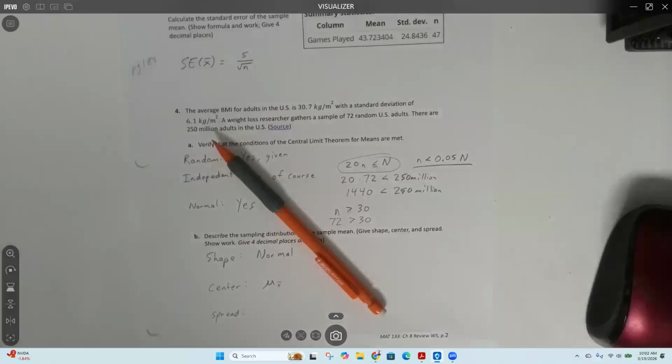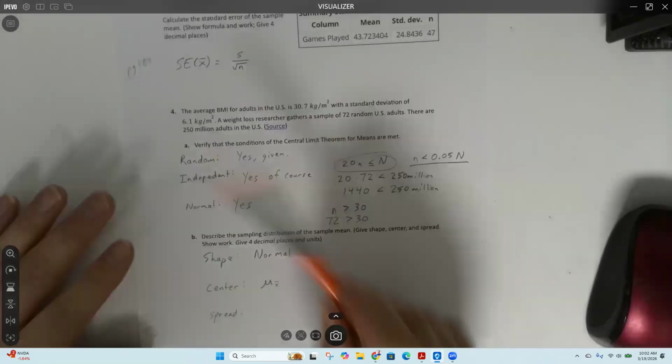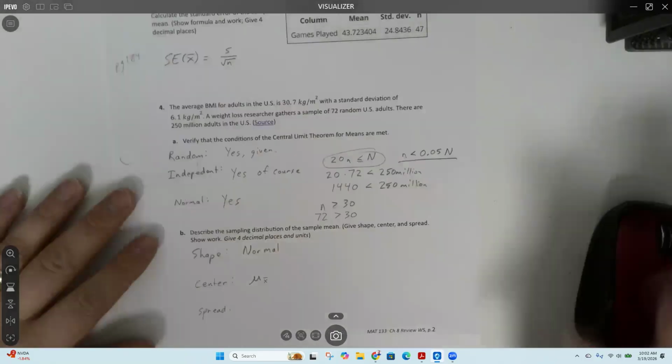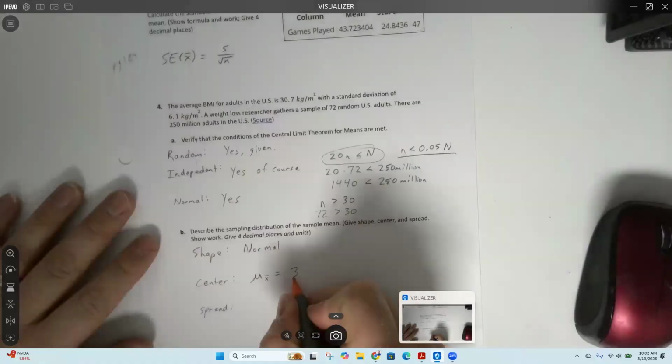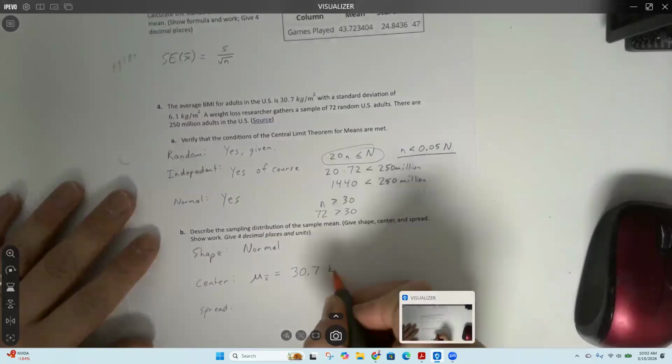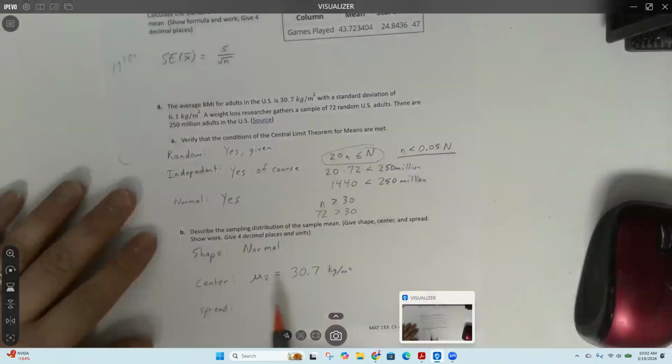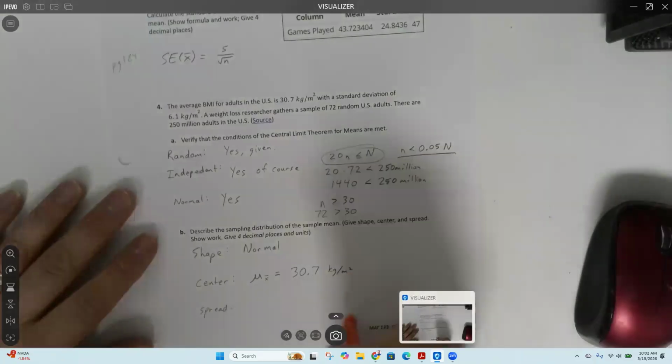I want to know what the average height of all the people in the US is. Well, I can't do that. I can get a sample of people, measure their heights, find the average of that sample, and it's going to be very, very close to the population mean of what is the average height of all the people in the US. That's the idea. So the center is whatever mean you had. The mean here is 30.7 kilograms per meter squared. So that's what we're going to write.